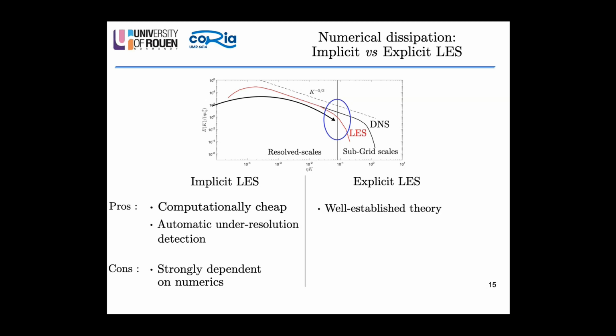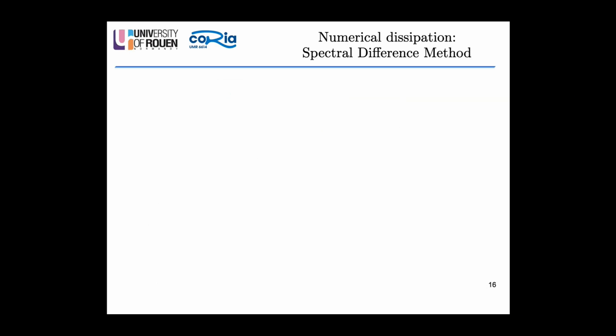Explicit LES instead are based on a well-established theory, which makes them a little bit more robust. But on the other hand, they have always been designed without taking into account the numerics at all. And this is not a great thing either, since sometimes implementing the same SGS model on different schemes can lead to quite different results. So the idea is that both of them have their pros and cons, and we need to find some kind of combination of the two. And we'll talk about that later on.